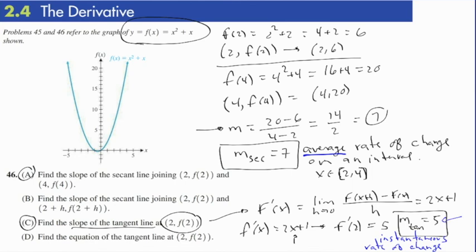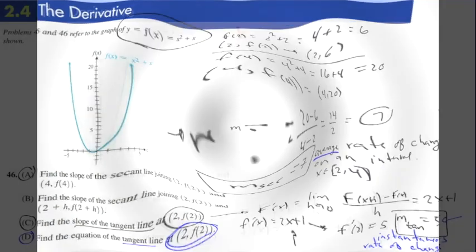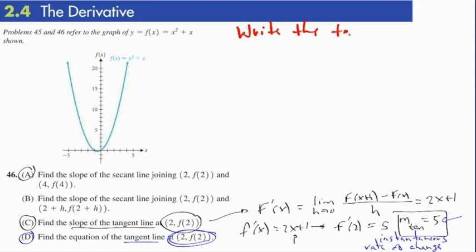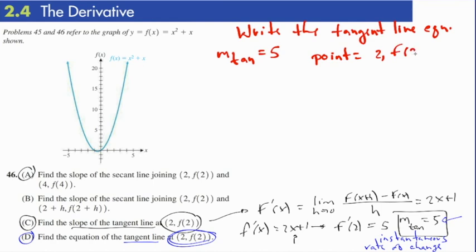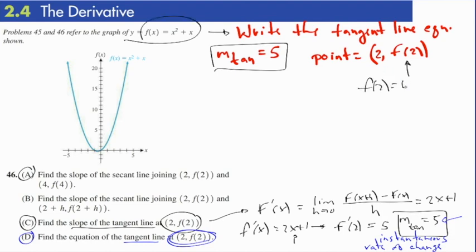So once we have the slope at this point, and we have a point on the graph, once you have a slope and a point, you can write a linear equation, and part D asks that we write the tangent line equation. Okay, so we want to write the tangent line equation. We've already found that the slope at this point is 5. We just have to find the y value, so we have to plug 2 into our function, and we see that f of 2 is 6.